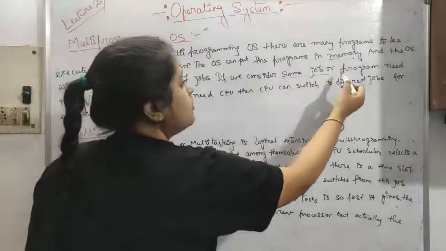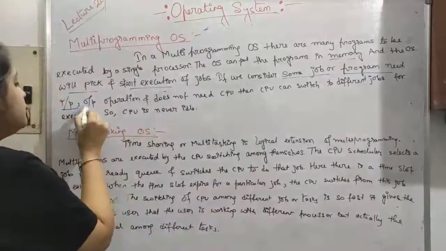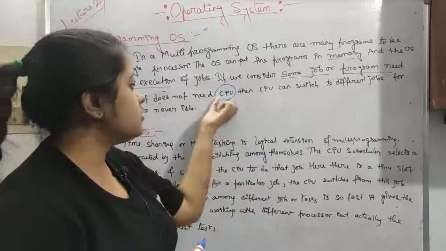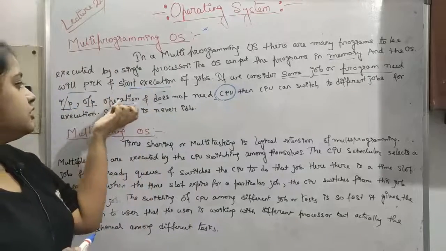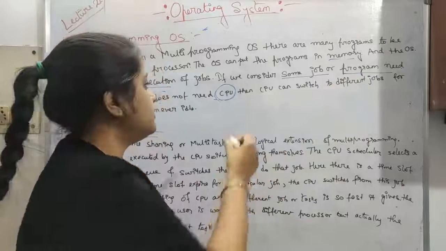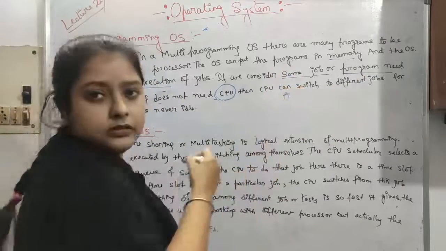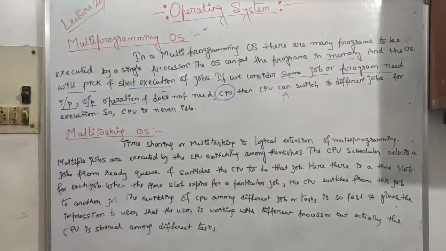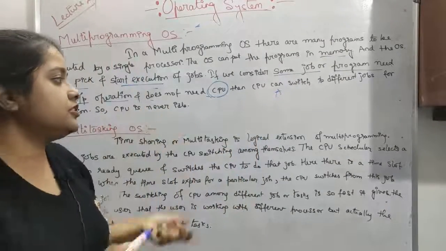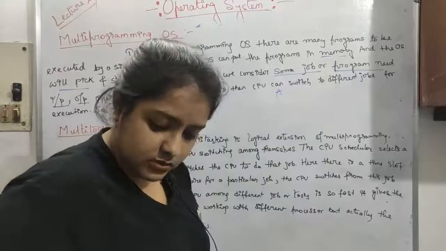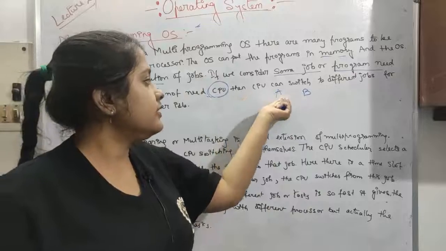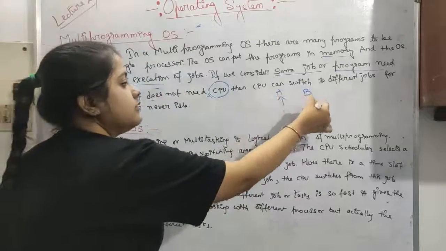If we consider some job or program that needs input output operation and does not need the CPU, this is very important. The CPU is not needed, it just needs input output operation. So the CPU can switch to a different job. Let's say a job A is only needing input output operation and does not need the CPU. Now the CPU will switch to some other job, let's say B, which needs the CPU. So in this way it is multiprogramming. This is one program, this is another program.